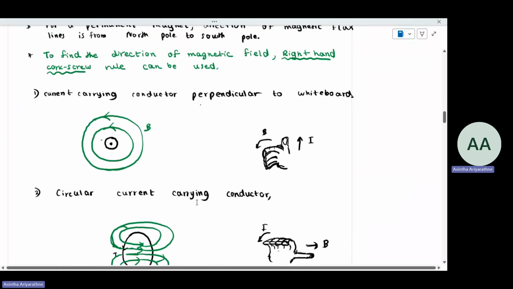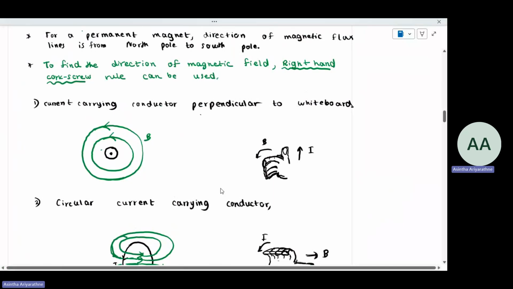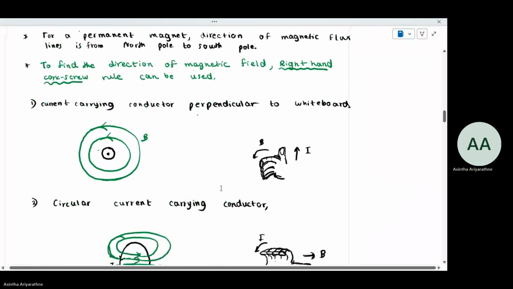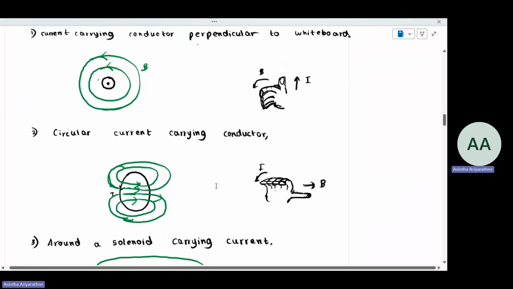So in a conductor, current can flow. Finally, how to look at that. When the current is flowing outward from the whiteboard, we have to point our thumb in the direction of the current, and the other four fingers will be directed toward the direction of the magnetic field. If it is a circular current carrying conductor, we point our four fingers in the direction of the current, and the thumb will be directed toward the magnetic field.